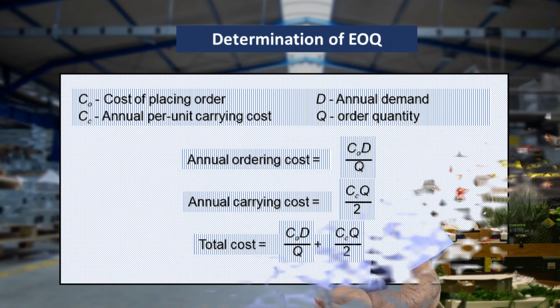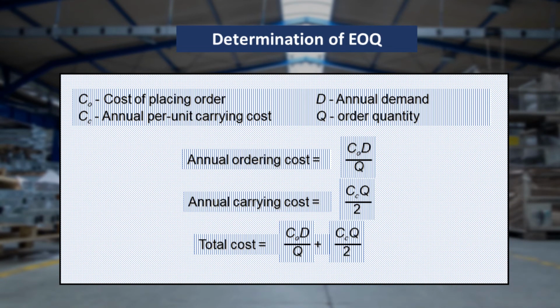So how is the annual ordering cost calculated? It is nothing but the number of orders multiplied by the cost of ordering. That has been discussed in an earlier session also. So it is CO, the cost of ordering, multiplied by D upon Q. D is the annual demand and Q is the quantity ordered. So D upon Q also represents the number of orders.